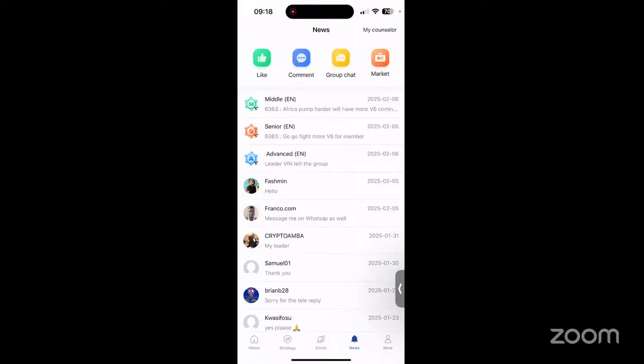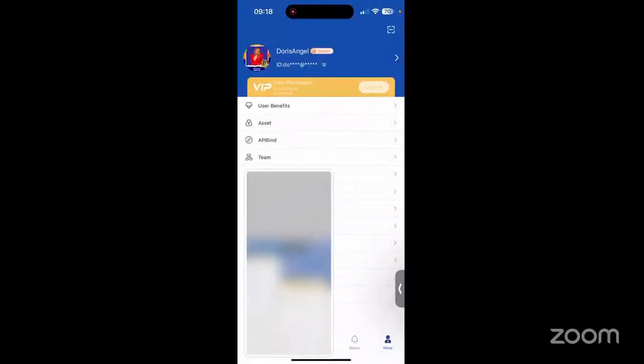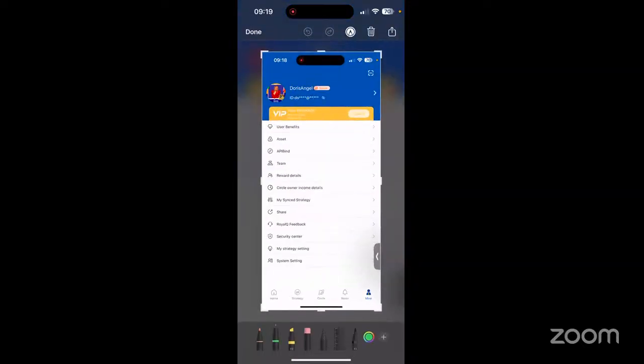Okay, let's go to mine. So under the mine button, we can actually see my name here and the rank attached to it. Once you activate, you become a junior. So you see junior. Middle means you're on the second rank. In that order, each rank has their respective names.